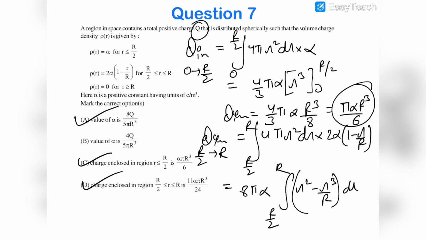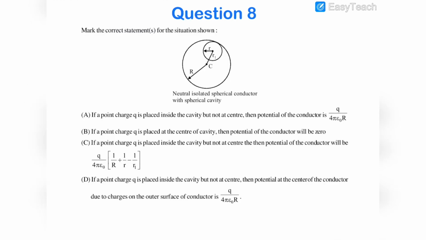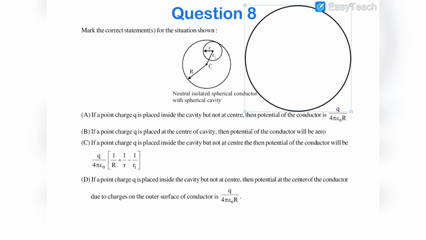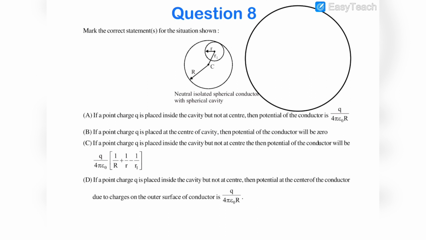Now we move on to the next question. In this question you can see that there is a solid conductor which is neutral, and this is also isolated, and there is a small cavity inside this conductor. So let us draw the diagram first of all. So this is a conductor, and there is a small cavity inside this conductor. Let us draw the cavity also. This is the cavity, and this is the center C.